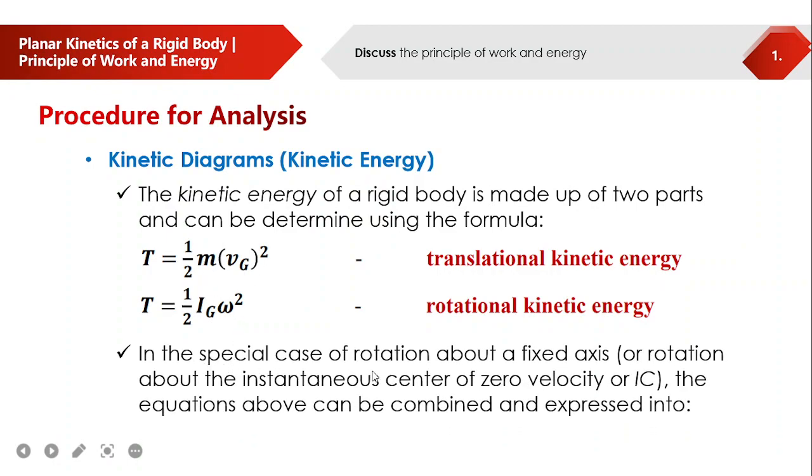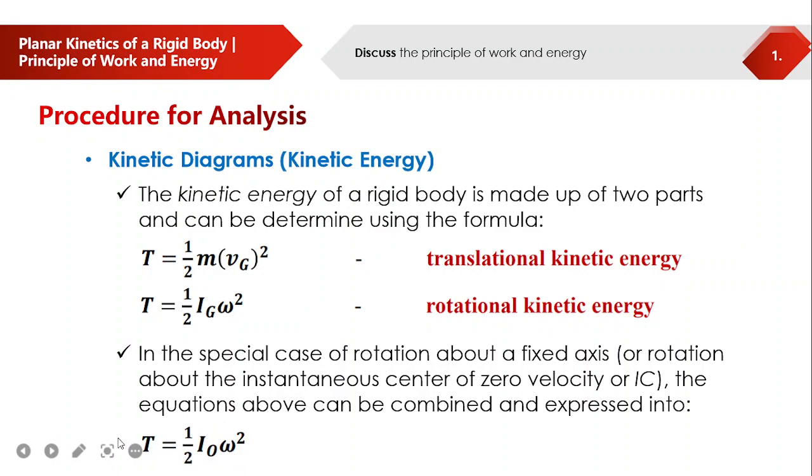In this special case of rotation about the fixed axis, or rotation about the instantaneous center of velocity, or center of zero velocity, or IC, the equations above can be combined and expressed into this. So, you can add the last two for the total kinetic energy. But there's a special case where the velocity becomes zero, and that's what you call an instantaneous center of zero velocity. And T becomes equal to 1/2 I sub O angular velocity squared.